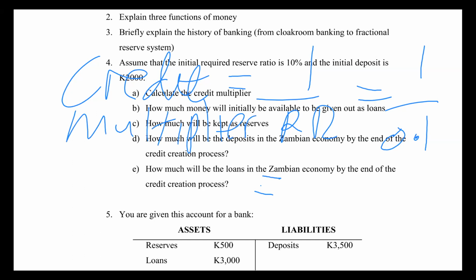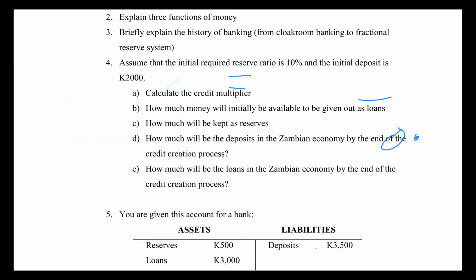What do you get as a credit multiplier? It's 1 over the required reserve ratio, which is 10%, so it's 1 over 0.1, which is 10. So the credit multiplier is 10. That's how you get the credit multiplier. The multiplier is always found by 1 over the required reserve ratio.